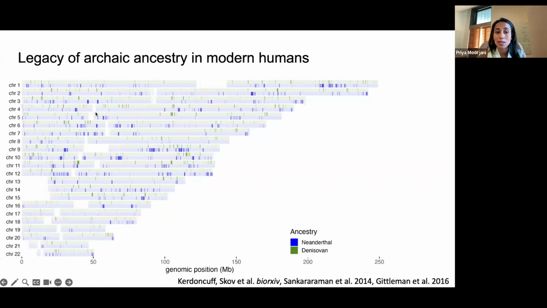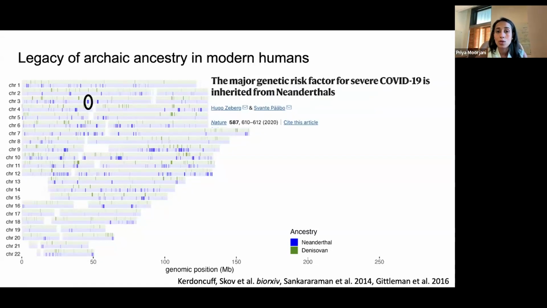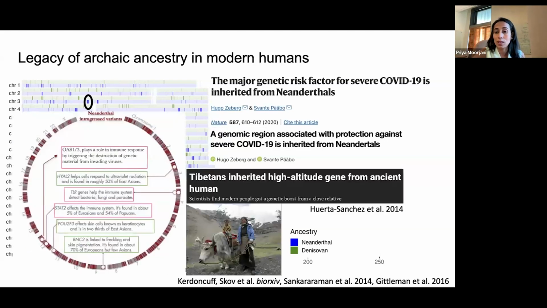In some places you find that the colors are really dark, and these are the regions where many people living today have Neanderthal ancestry. If you zoom into one of these positions, what you find is that a major risk factor for COVID-19 was inherited from Neanderthals. This risk factor is a position on chromosome 3, and variants in this region would increase the risk of hospitalization post-COVID. But you can also look at other places in the genome. And in this case, we find sometimes Neanderthal ancestry was actually protective for COVID.